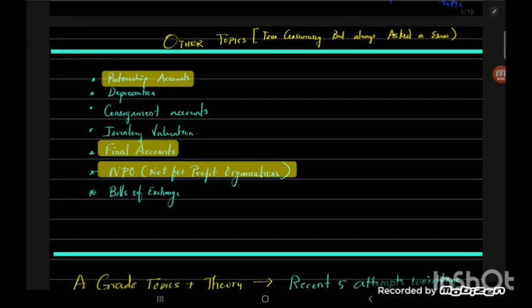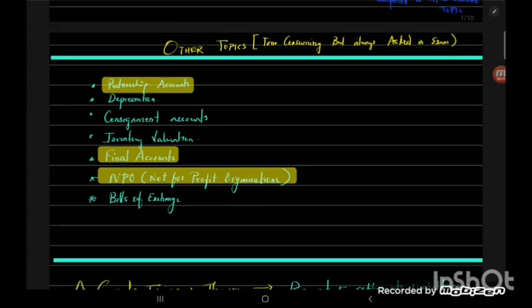One more important point while studying these 3 highlighted topics is that you should not do them one by one continuously. For example, if you complete partnership accounts, do not move to final accounts or NPO. Complete any small topic like depreciation or inventory valuation before moving on to the next topic. That's all about the categorization of topics.